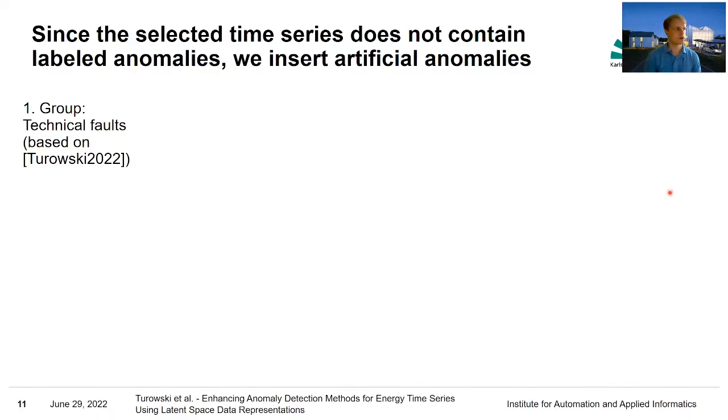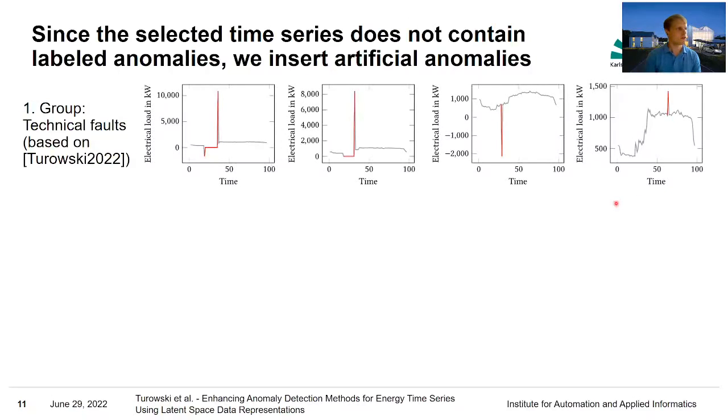The first group comprises technical faults. Technical faults violate the underlying distribution corresponding to normal behavior, and these technical faults have been identified in literature. We have 4 types that look like this: negative spike, 0 values, positive spike, and so on, including a positive spike. We also have 4 types of anomalies from the second group, which is unusual consumption.